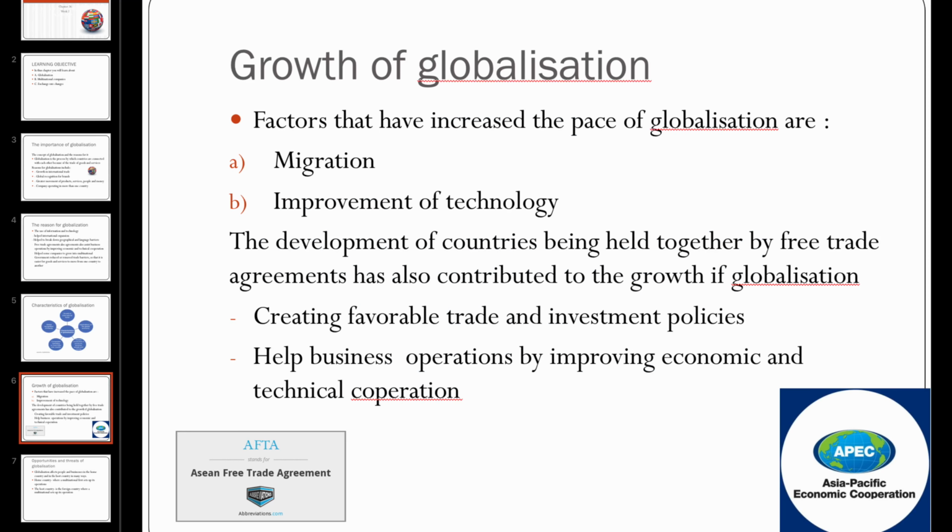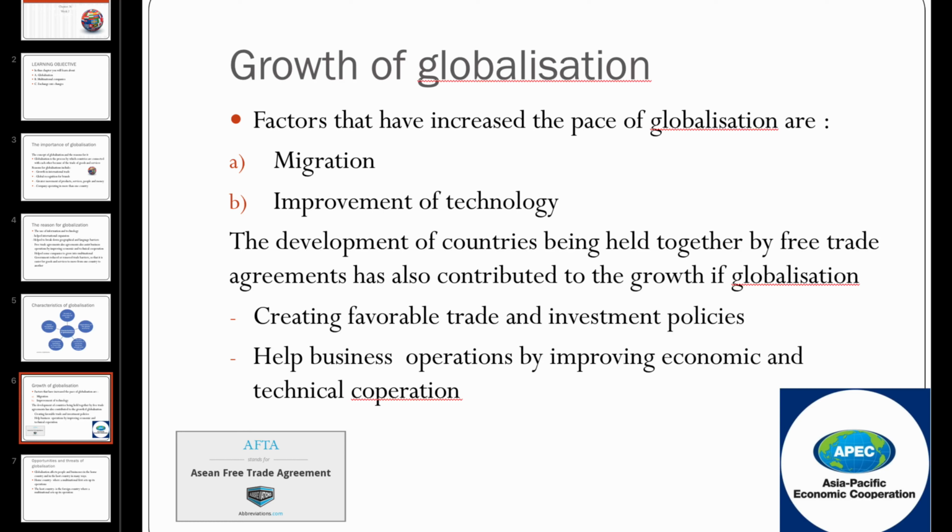Okay, the growth of globalization. Factors that have increased the pace of globalization are migration. Migration means a movement of people from one place to another, and the improvements of technology leading to faster and more effective telecommunication, and also in terms of transportation. So the development of countries being held together by free trade agreements has also contributed to the growth of globalization.